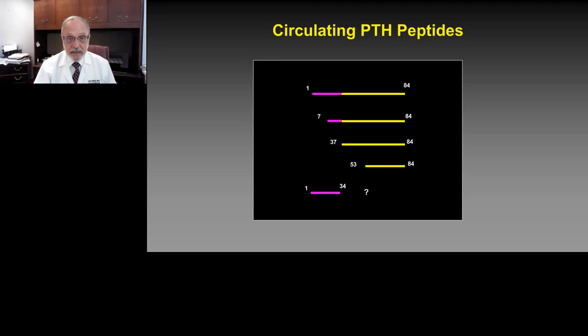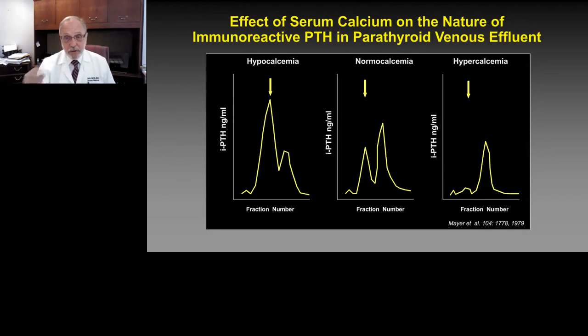But you can see the issue here is how do you begin to pick the intact peptide, or the peptide of interest, out of this complex mixture of PTH peptides in serum. But it becomes even more complex, and I thought it's nicely illustrated by this old experiment from Dr. Mayer many years ago, where he successfully was able to cannulate the venous effluent of parathyroid glands of live animals.